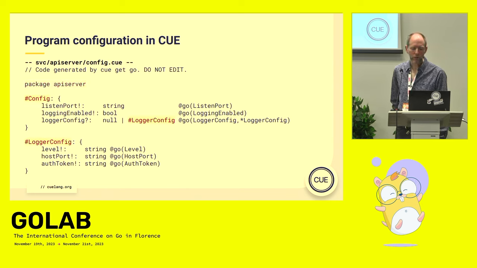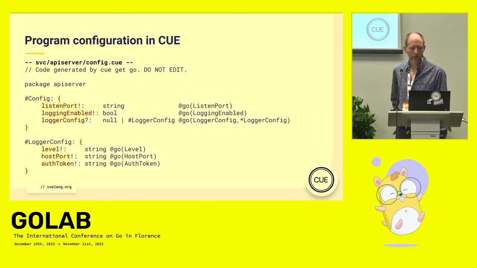Now things are a little different. Although the type names in Q are similar to the original Go type names, that leading number or hash symbol indicates that the associated code is a definition rather than a regular data value. By convention, we treat these as schemas rather than data.